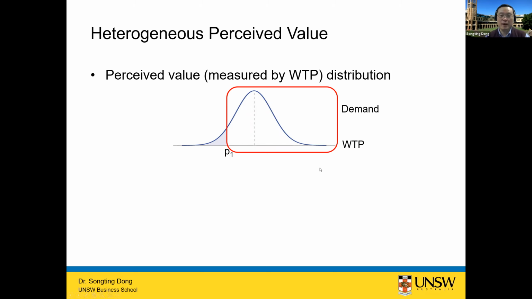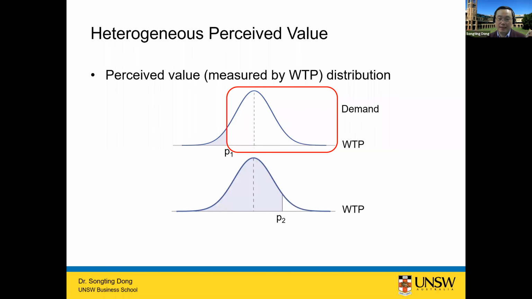Let me restate this. The willingness to pay here, the left side is the lower end and the right side is the higher end. So if you charge P1, any person with willingness to pay lower than P1, that is the shadow part, they will not buy from you. People with willingness to pay higher than P1 will buy from you. So your total demand is the area over here.